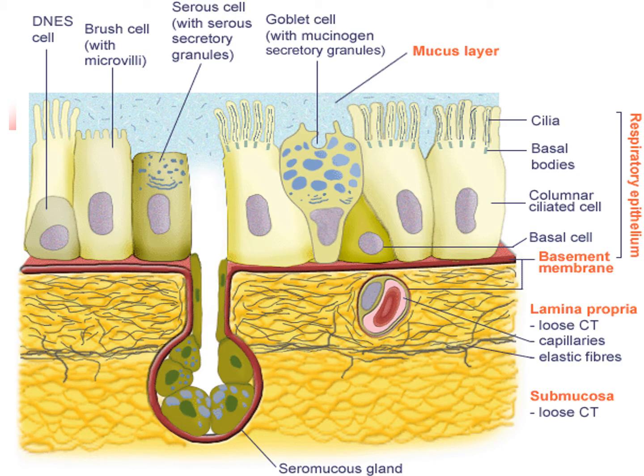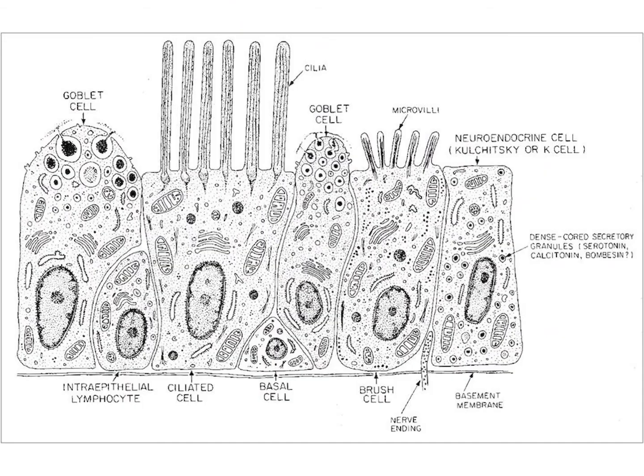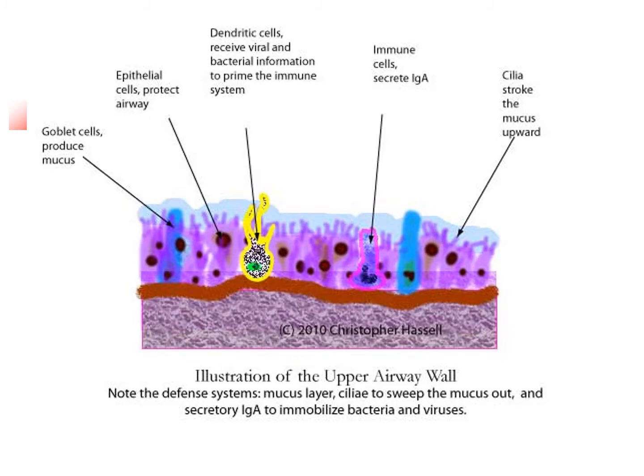This is the picture. Ito yung brush cells, serous cells, goblet cells. Kita mo yung goblet, para siyang inuman cup. Pictures lang yan.